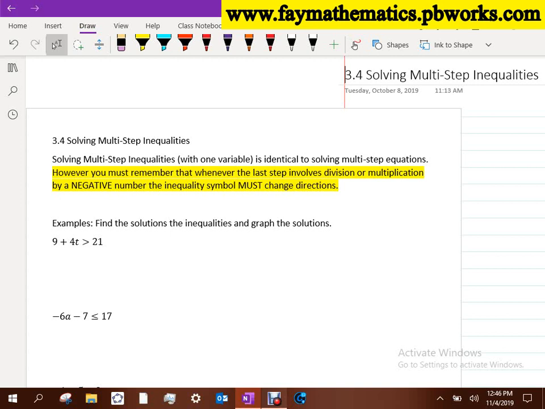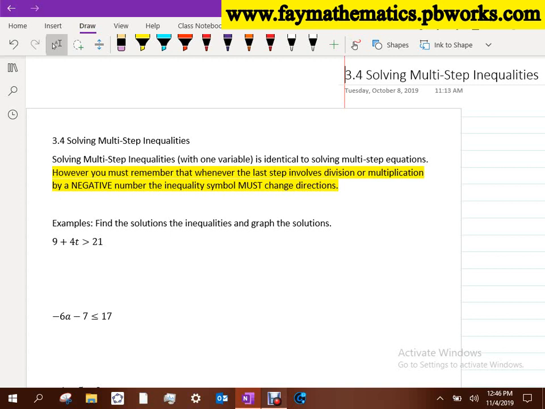Yeah. All right. So what we're going to work with in the next couple days is solving multi-step inequalities, which, to be honest with you, is just like solving multi-step equations, except for that one twist if we have to divide by a negative or multiply by a negative.